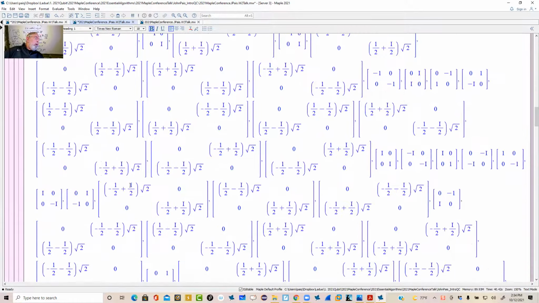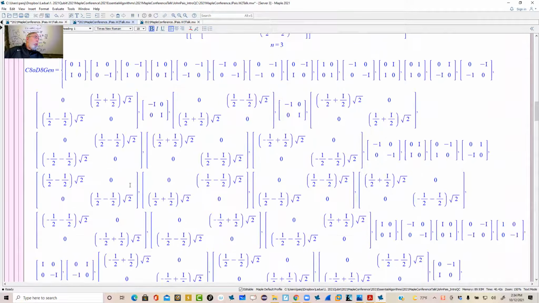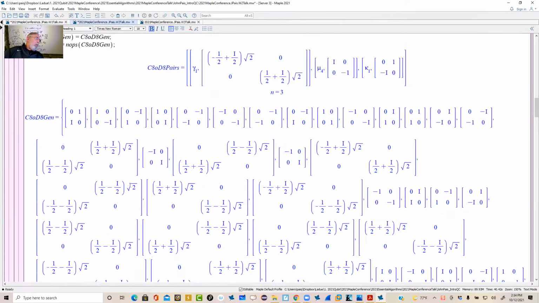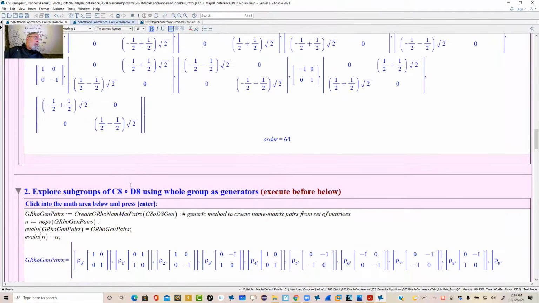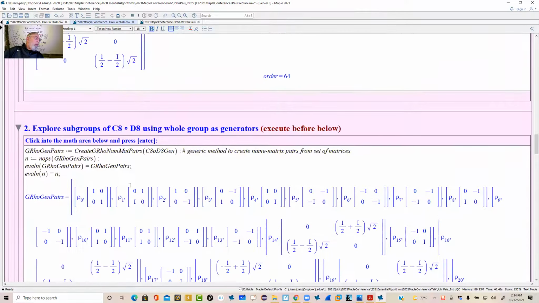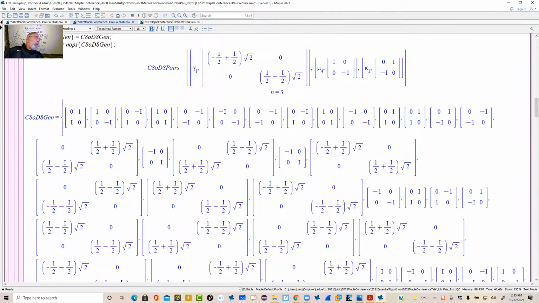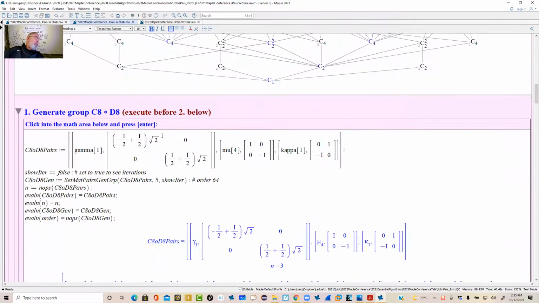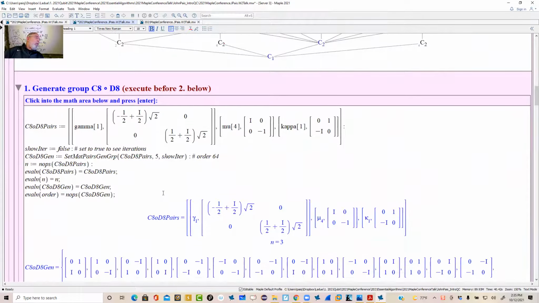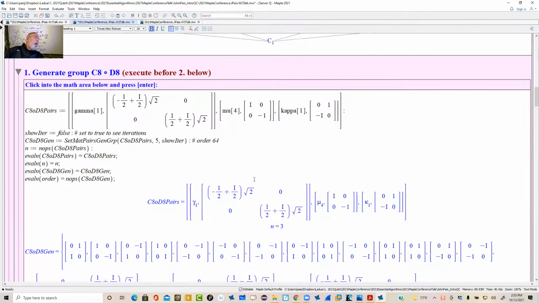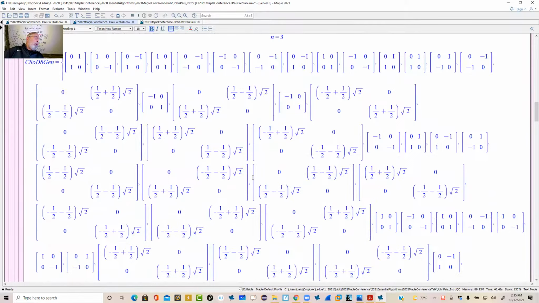This is the group, I already executed this. I don't want to do it right now. And so there's a group of order 64. Then what I do next, in order to find the subgroups, like originally when I didn't know what this group was and I just generated it, is I need to get the group elements and use them singly and in pairs and in triples, et cetera, to try to generate the subgroups. And so that's what I do.